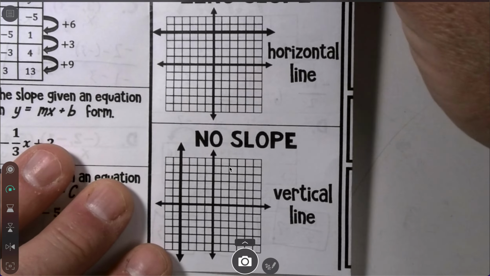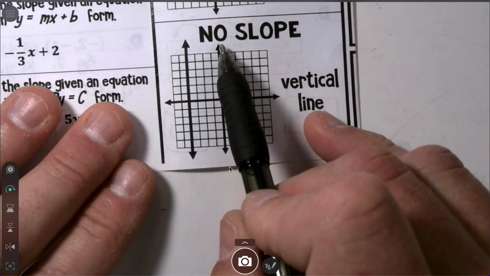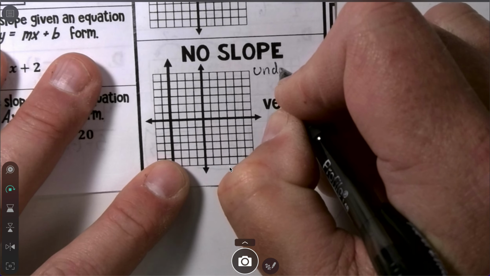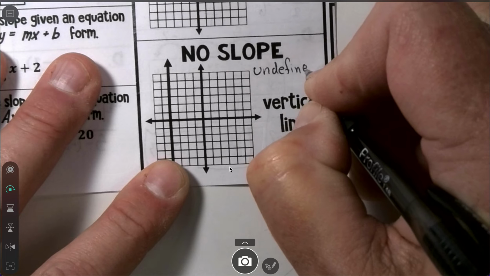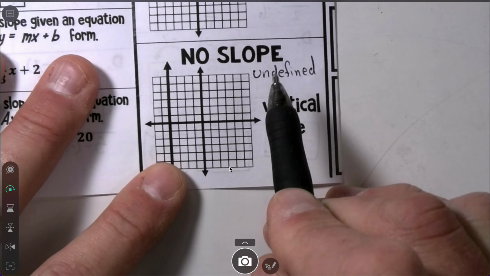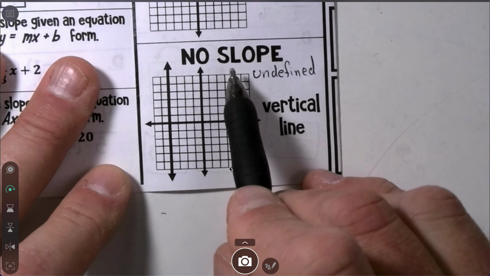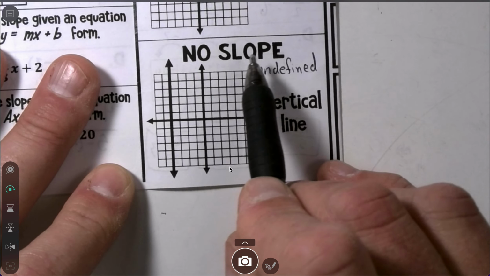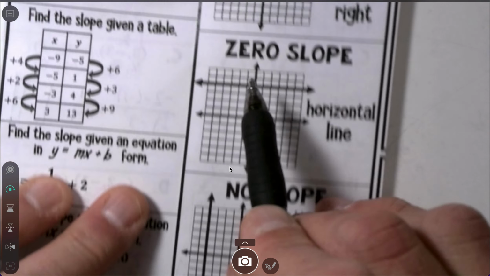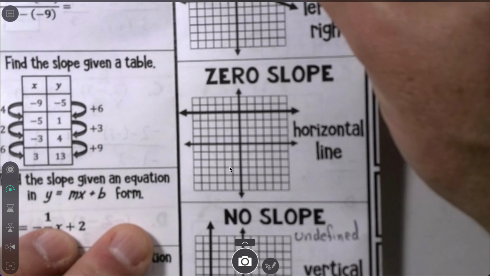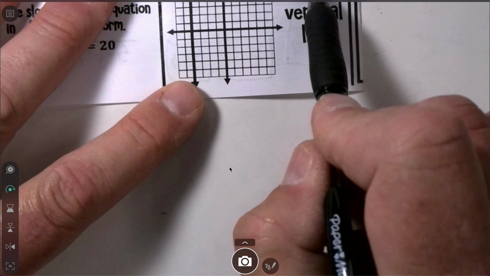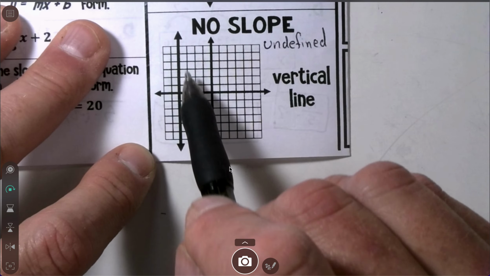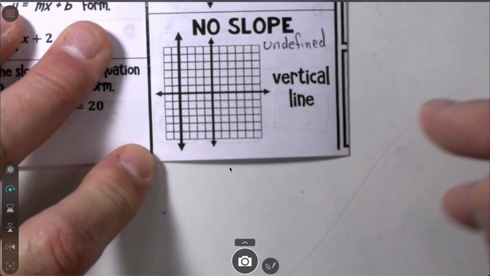Versus a, they call this a no slope. We also called this undefined. Go ahead and write the word undefined. This is called, some books, some people call it a no slope. I don't prefer that, I think no slope is too close to zero slope. I usually don't call it a no slope. I usually call it undefined. And it's a vertical line. Try riding your bike on that one. That'd be hard to do.